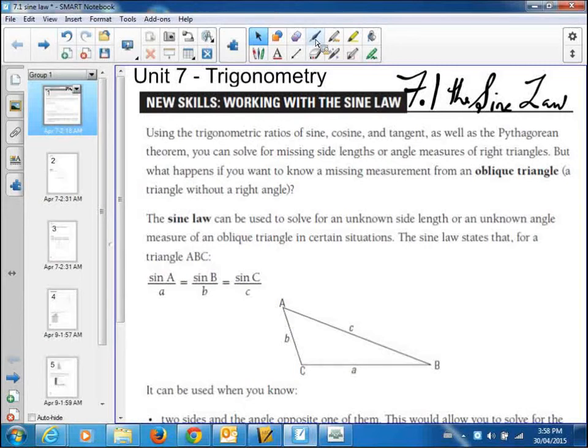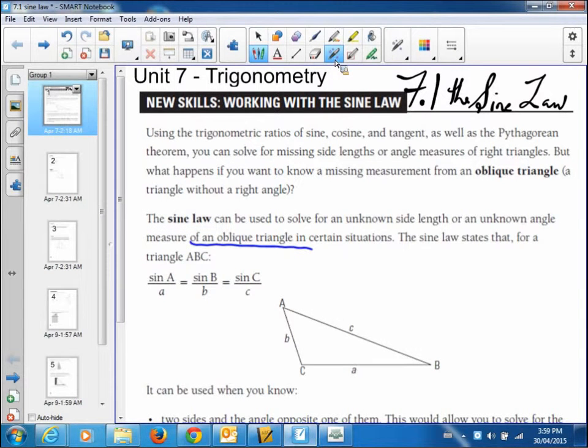We've talked about sine and cosine before, but that was only with right triangles. What if you don't have a right triangle? Well, we can solve for things here in certain situations. The sine law can be used for an unknown side length or an unknown angle in an oblique triangle in certain situations.